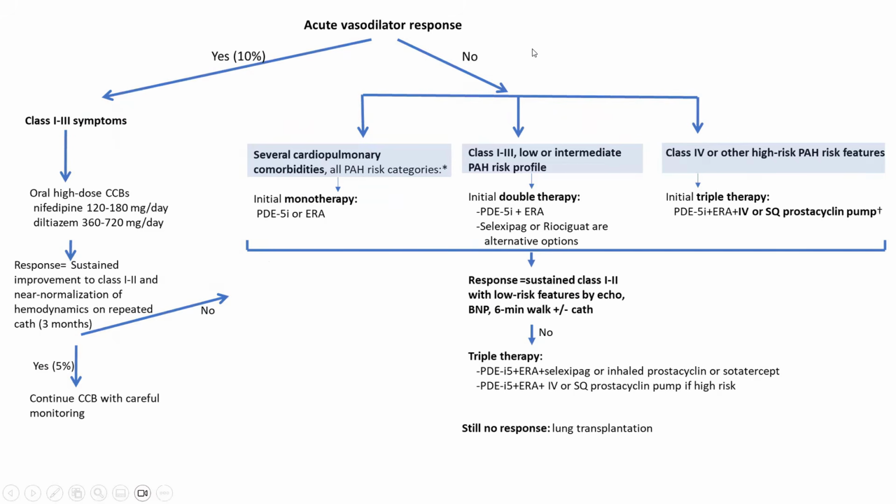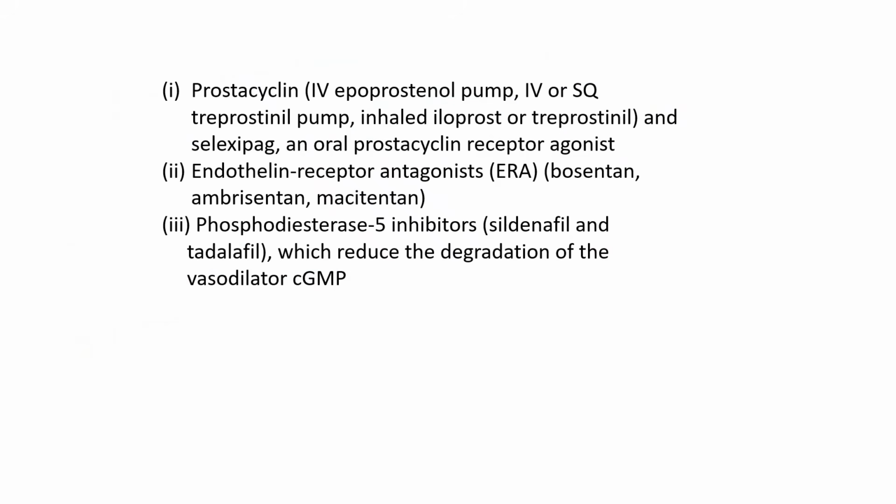Now I want to give you my updated treatment algorithm for PAH, which is in agreement with the ESC guidelines. But before, remember that there are three major classes of drugs for PAH. Number one, you have prostacyclin, which comes in IV, sub-Q, or inhaled forms. You also have within that category selexipag, an oral prostacyclin receptor agonist. You have number two, the endothelin receptor antagonists, and number three, the PDE5 inhibitors. Close to number three, you have another class called riociguat, which also works on the cGMP pathway. It is less often used and should not be combined with PDE5 inhibitors.